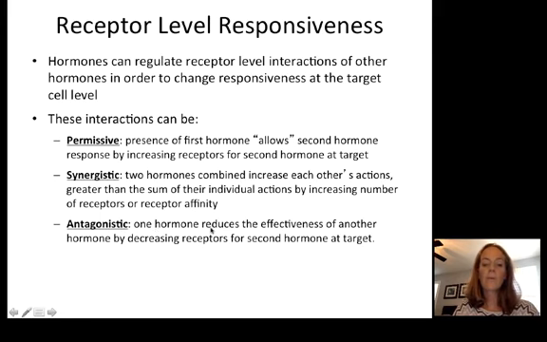We can also have antagonistic responses. That is that one hormone stops the other hormone from working. And that is to reduce the effectiveness of another hormone by decreasing receptors for that hormone. So permissive and synergistic type hormones can upregulate receptors at the target cell. Antagonistic hormones will downregulate receptors at the target cell.